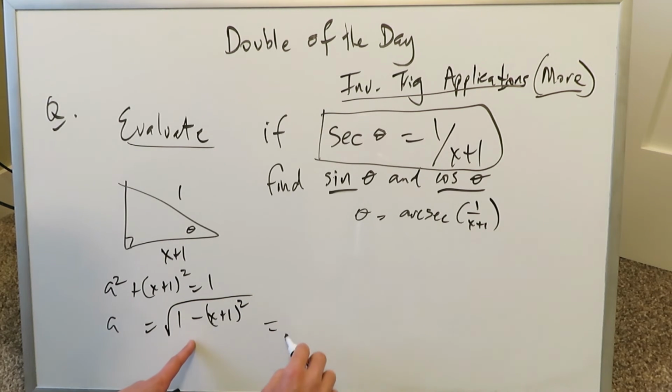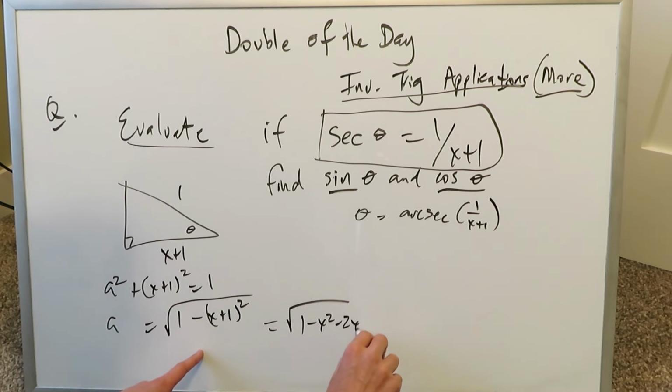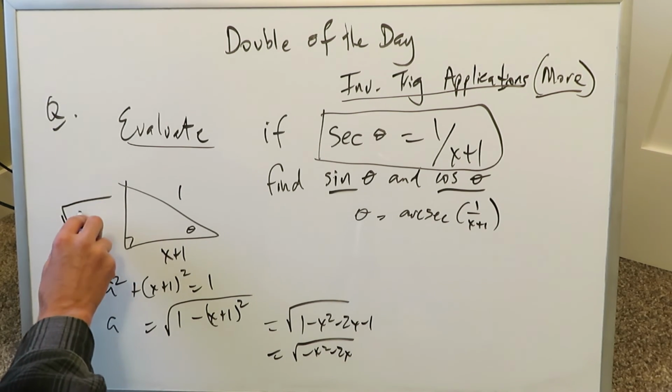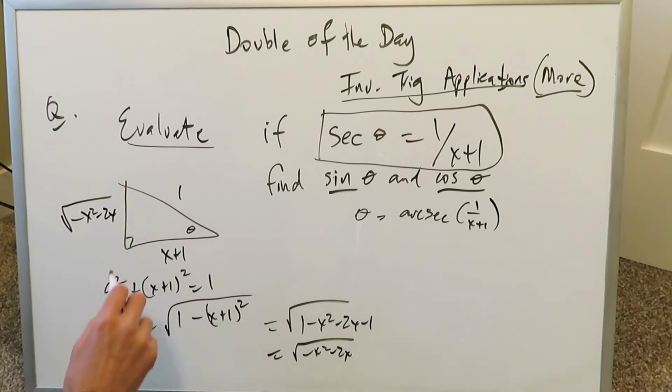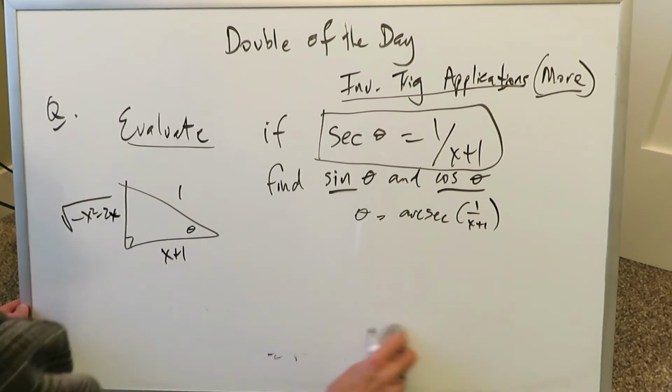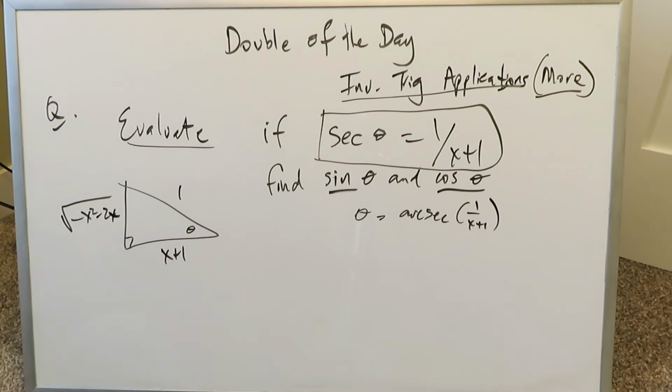If you want, you can open this up, and we might as well. You'll have 1 minus x squared minus 2x minus 1, which would be minus x squared minus 2x, all within a root, and that right there is this, minus x squared minus 2x. Remember, these are just hypothetical questions, and we are just rolling with what we are getting here.